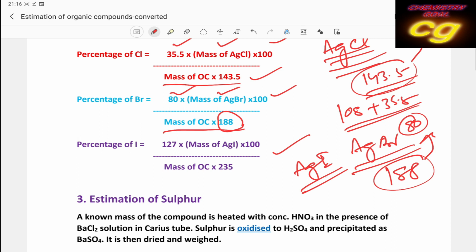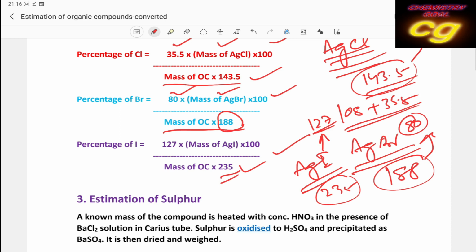So same, iodine molar mass is 127, but AgI molar mass is 235. So 235 contains 127 iodine. So the formula is same: 127 into mass of AgI into 100 upon mass of organic compound into 235. You have to remember this mass. Sometimes in the question, the molar mass of the compound will not be given.